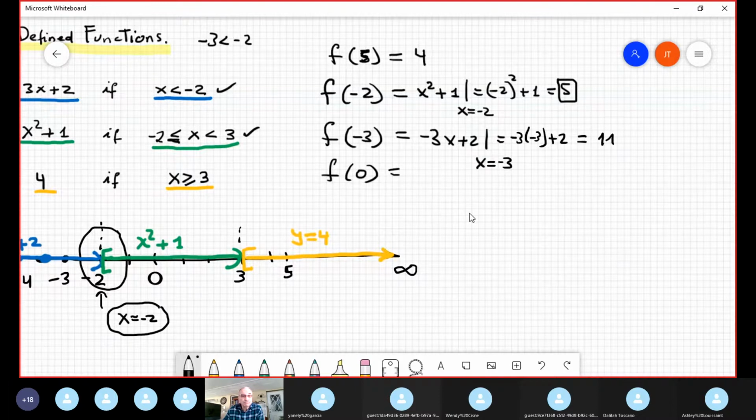And 0, well, 0 is obviously in the green part. You put in 0 here, for example: 0 is greater than or equal to -2 and less than 3. Okay, 0 is less than 3 and greater than -2. Perfect, matching the condition of the green interval.